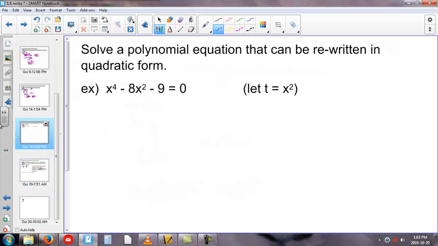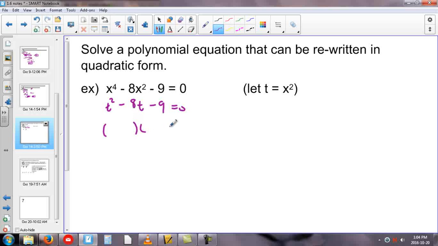And so the next type is where we're looking at something that has a quadratic form. The way that you know it has a quadratic form is that the first exponent is twice as big as the second exponent, and that you have a constant. So this looks a little like a quadratic. So we're going to let t be x squared, which means x to the 4th would be t squared, because x squared squared would be x to the 4th. So we have t squared minus 8t minus 9 equals 0.